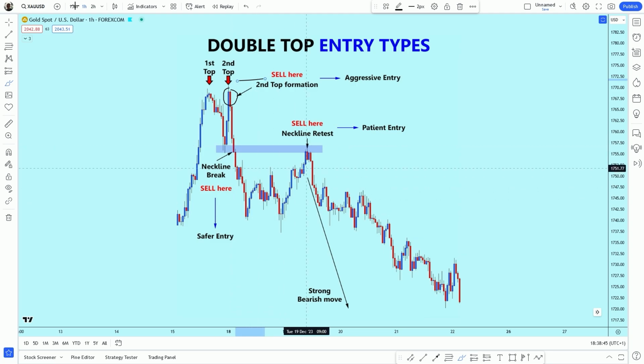But the best entry and the patient entry is to wait for price to retest this neckline here. In this case we have confirmation of this previous low or this neckline, and if price forms bearish pressure, weak rejections or bearish candlestick formation, it is perfectly fine and reasonable to enter a sell trade. In this case, you don't have to worry about this previous major uptrend or downtrend.